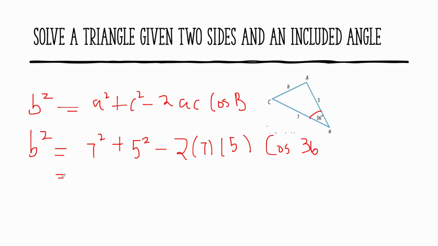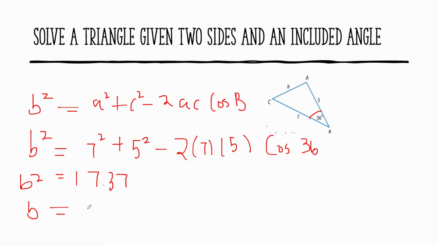Okay. So you go to your calculator, you press 7 squared plus 5 squared minus 2. You multiply it by 7. You multiply it by 5, as you can see on the screen, cos 36. Your calculator will give you B squared is equal to 17.368. Then you find the square root so that you can get the value of B.